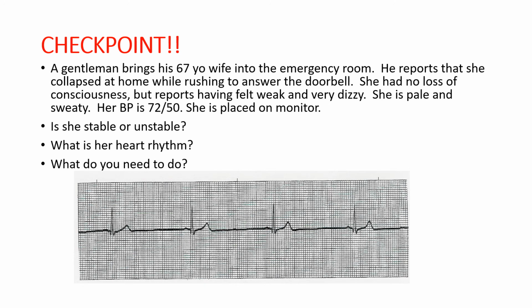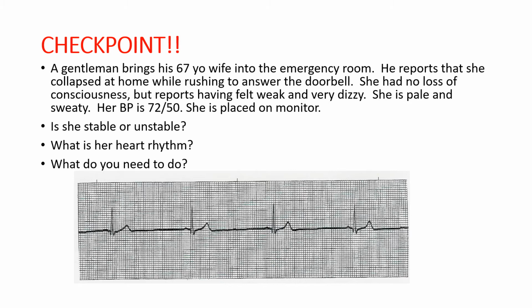So, checkpoint. Gentleman brings his 67-year-old wife into the emergency room. He reports that she collapsed at home while rushing to answer the doorbell. She had no loss of consciousness, but reports having felt weak and dizzy. She's pale and sweaty, blood pressure 72/50. She's placed on the monitor.